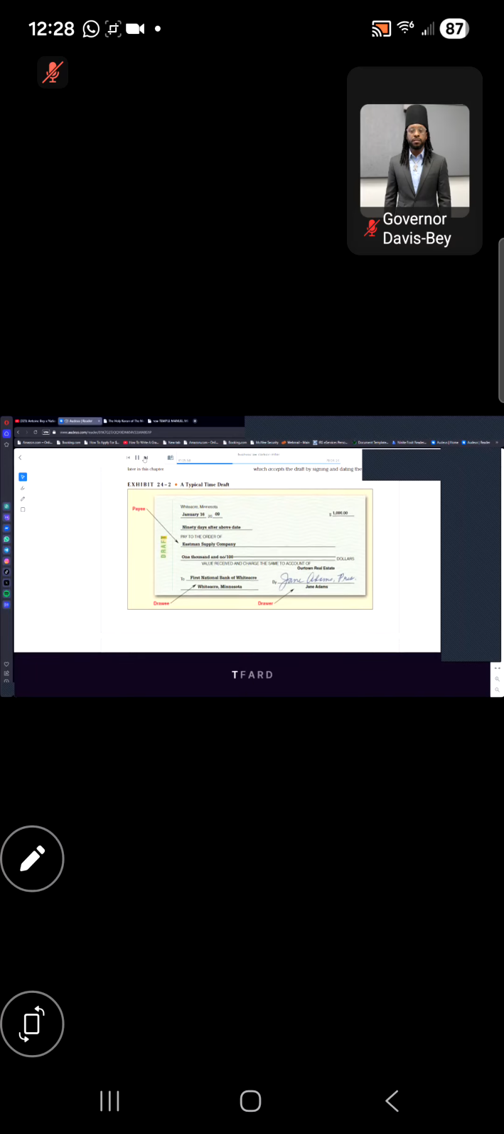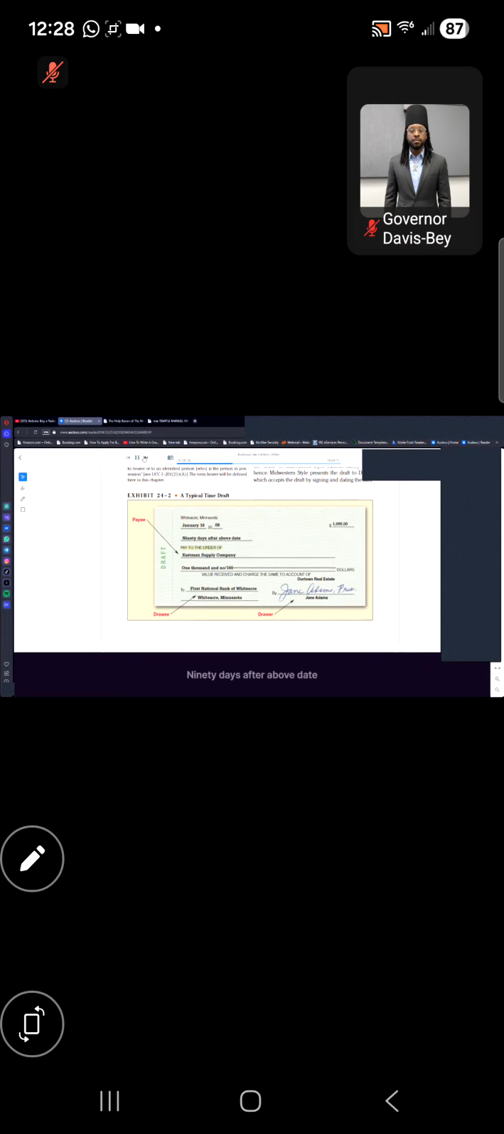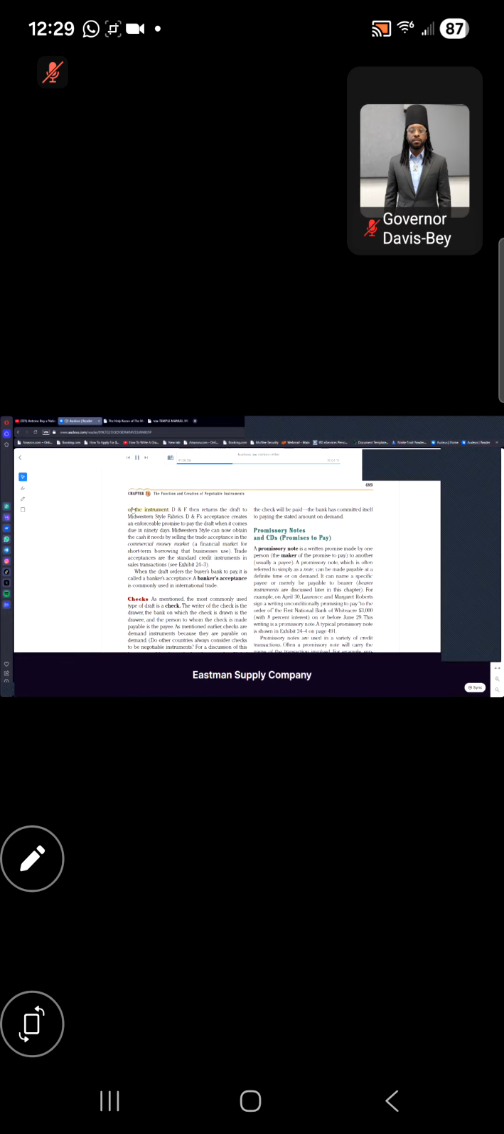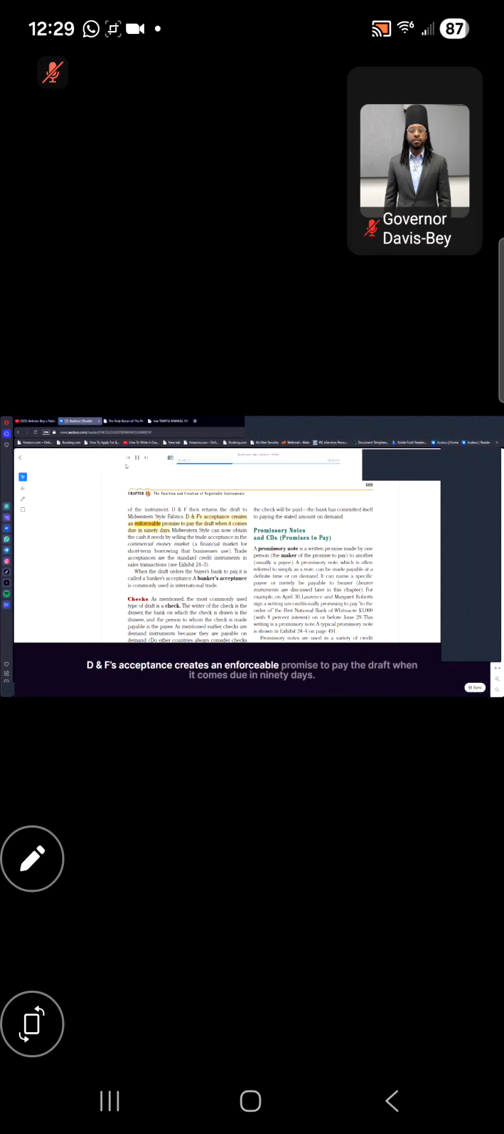Exhibit 24-2, a typical time draft. Pay to the order of Eastman Supply Company. D&F then accepts the instrument, and D&F then returns the draft to Midwestern Style Fabrics. D&F's acceptance creates an enforceable promise to pay the draft when it comes due in 90 days.